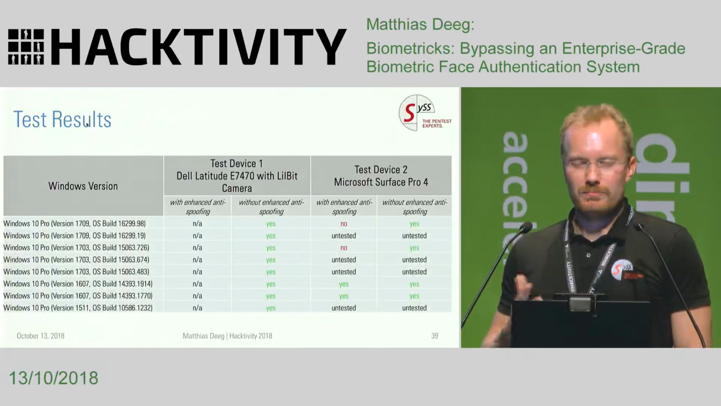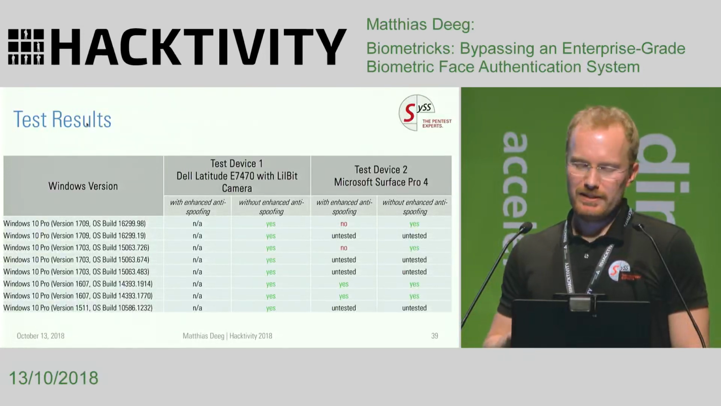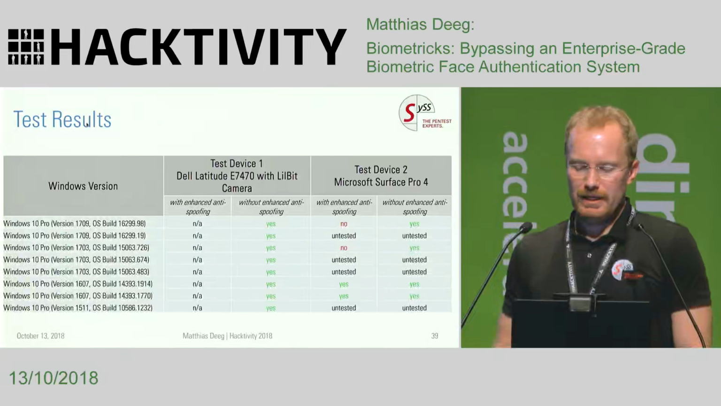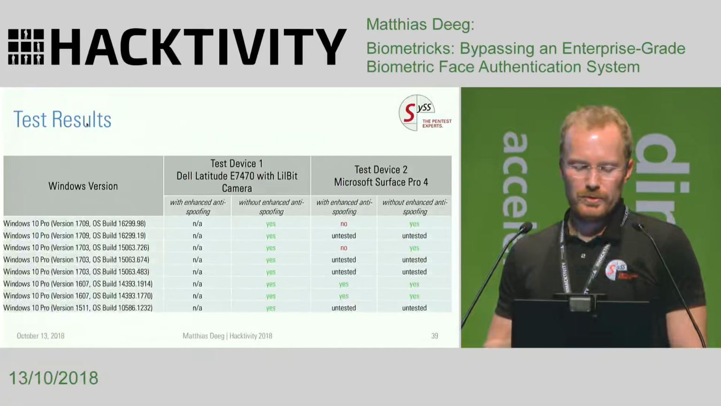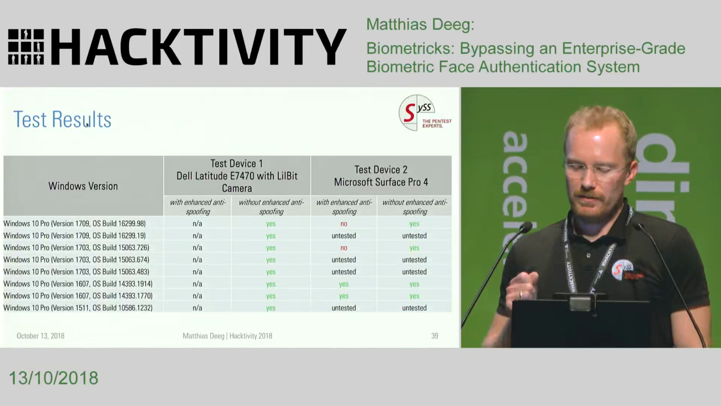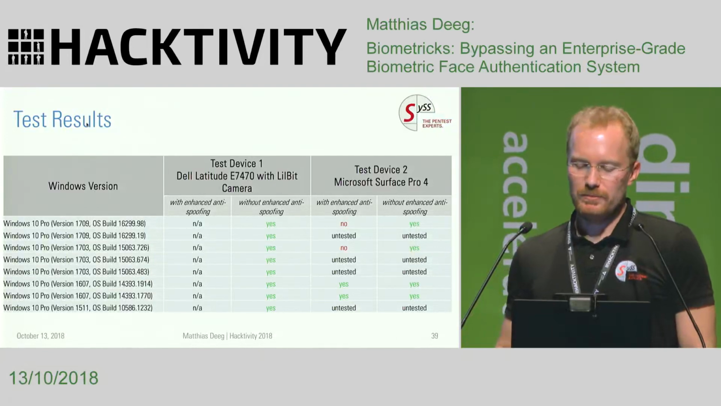And concerning our second test device, the Microsoft Surface Pro 4, we managed to perform authentication bypass against the current branch for business. It's 1607 back then, and it still is the current branch for business, with and without enhanced anti-spoofing. And when turning on enhanced anti-spoofing, we were not able to use the method I've shown here for targeting Windows versions 1703 and 1709. So this security setting, enhanced anti-spoofing, actually really makes a difference.